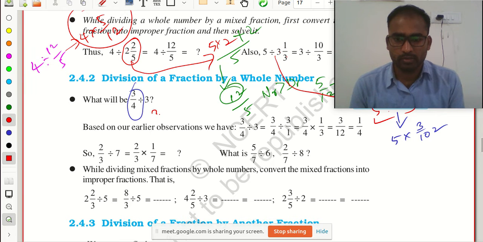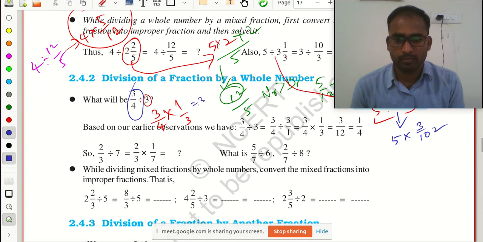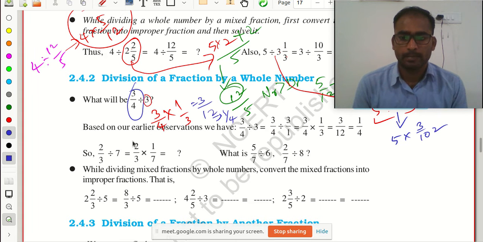In the same way that I told you, we need to do it. So 3 by 4 division means here multiplication. If I write it now, what is the reciprocal of 3? 1 by 3. So what is its value then? 3 by 12.